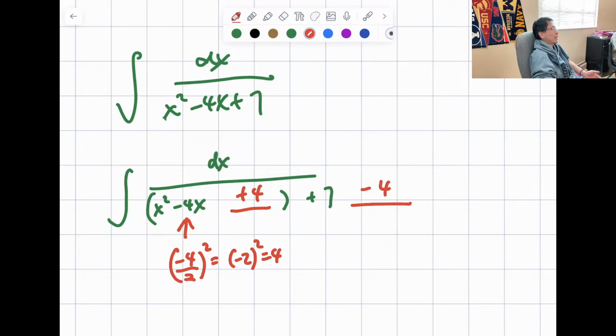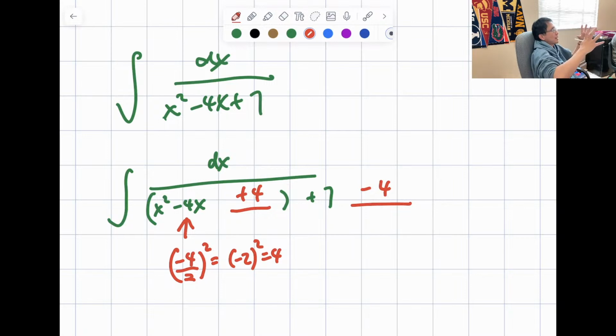Wait, why is it -4? Because you want to go back to before. You want to add 4 and subtract 4. It's like you eat and you gain 4 pounds and you say, I'm too fat, I need to go back to before. So you have to subtract 4 to balance, so you're still the same as before. You're not changing the equation. You add 1, you subtract 1, they're the same thing. That's why completing the square works.